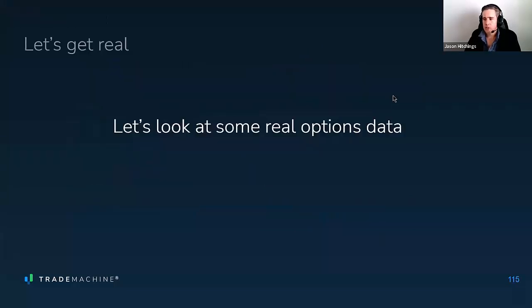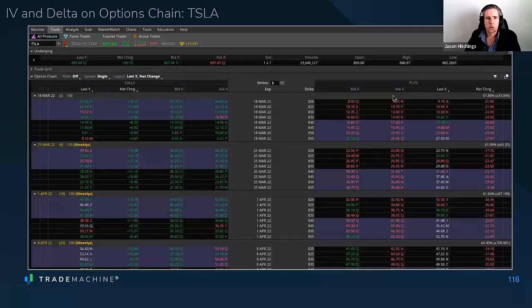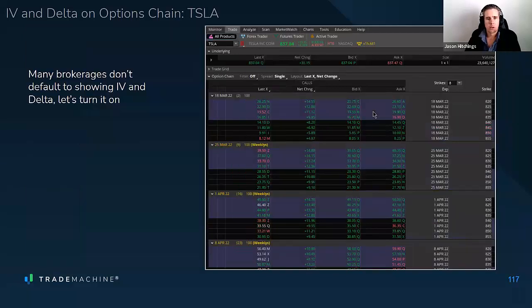Okay, so let's dive in to some real data. Here is the Thinkorswim option montage for Tesla. You might notice that IV and delta are not showing here, and we'd like them to be, because now we are refamiliarized. We just refreshed ourselves on all that IV and delta stuff, and we want to see it.